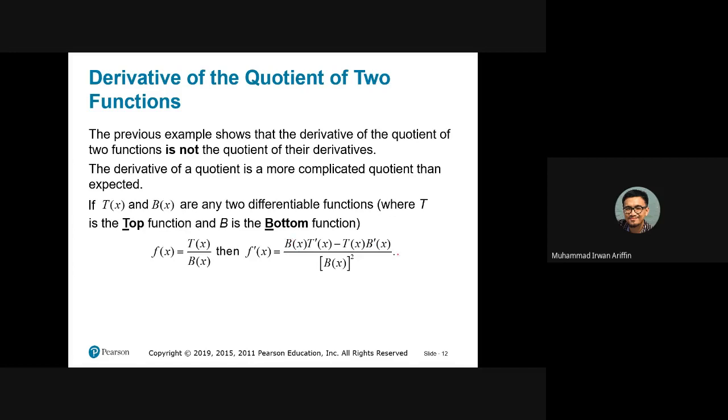If I were to read the technical definition, it will sound very technical. Bottom function multiplied by the derivative of the top function, minus the top function multiplied by the derivative of the bottom function, divided by the bottom function to the power of 2. But you need to somehow get used to this formula, because it will help you to save time to find the derivative.